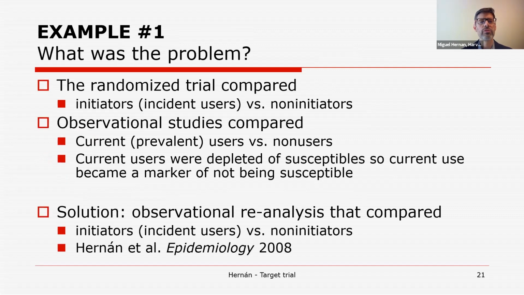And if you think about what happened here, the observational analysis wasn't even trying to emulate a target trial, because what the randomized trial did was to compare women assigned to hormone therapy versus women assigned to no hormone therapy. Almost all of the women assigned to hormone therapy took at least 1 pill of hormone therapy. So the trial was comparing initiators, incidence users or new users of hormone therapy versus non-initiators of hormone therapy.